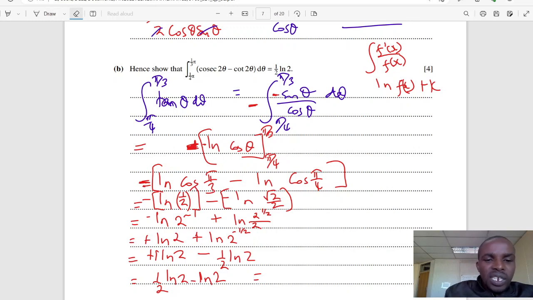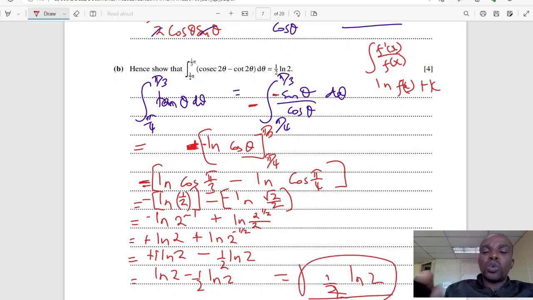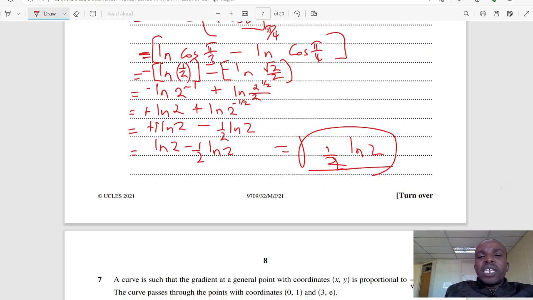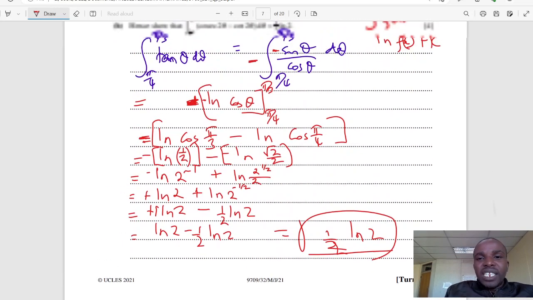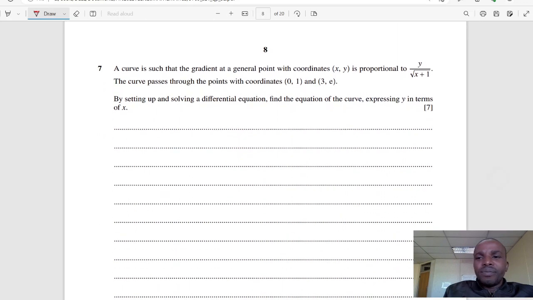So remove this part. So it will be ln 2 minus half ln 2, which will be simplified to half ln 2. Then done. This will be your final answer shown. Right, next part. So you have to take note of these negative signs. I'm sure you've seen, you can make an error.